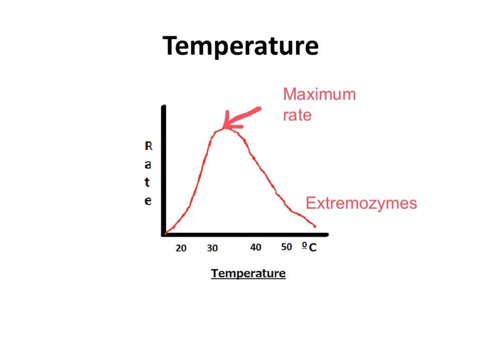Extremozymes are enzymes that can survive either very high or very low temperatures. Among those we find thermophiles, which are enzymes found in bacteria that inhabit the hot springs in Yellowstone National Park. Those enzymes can survive very high temperatures.